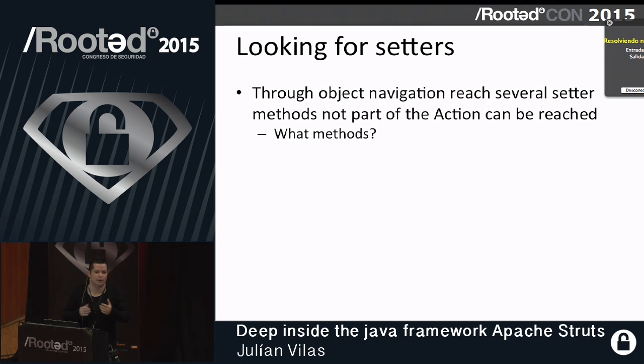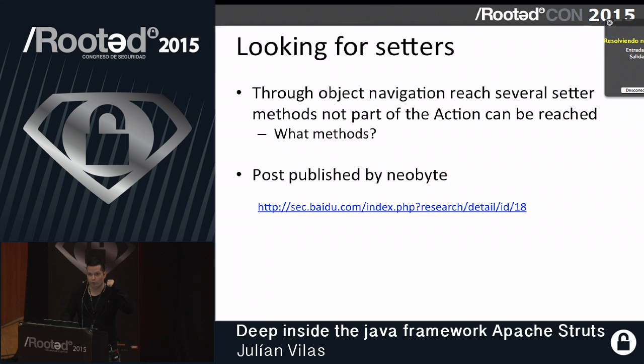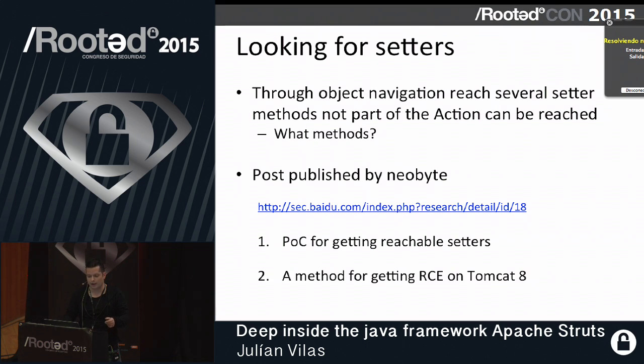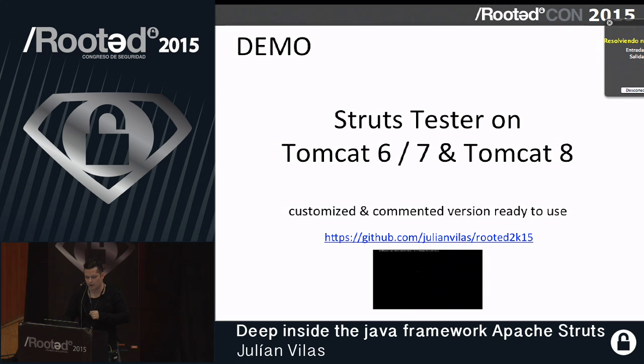So let's move on to this point. What can we do with this? What methods, what setters can we use to discover the whole thing? There was a post published on a Chinese forum by Neobyte with two things. A proof of concept, which allows us to obtain the setters we can get on certain applications, and then a method for getting RCE on Tomcat 8. So let's see a demo of how this tester works.